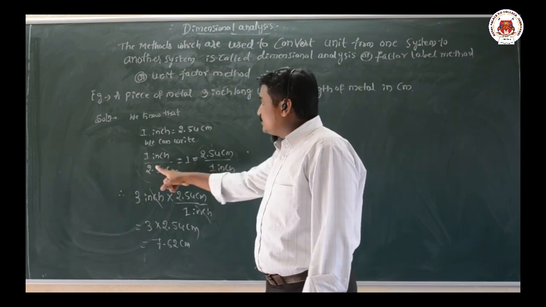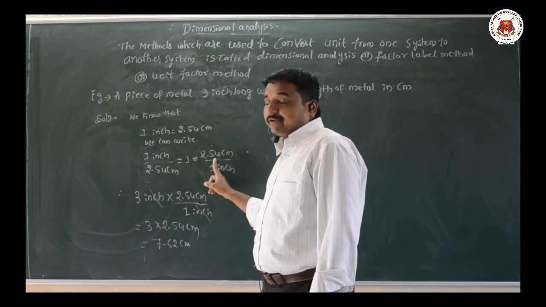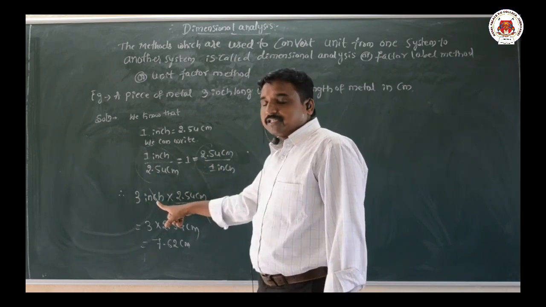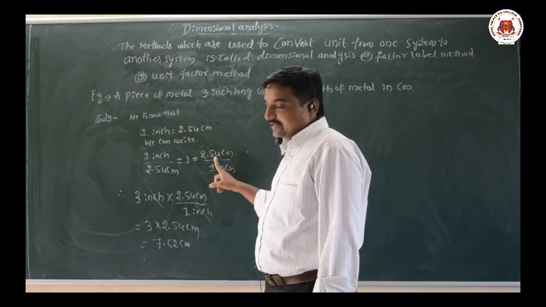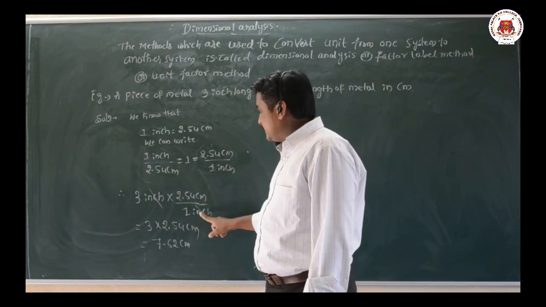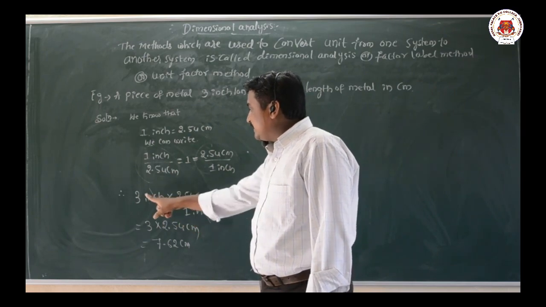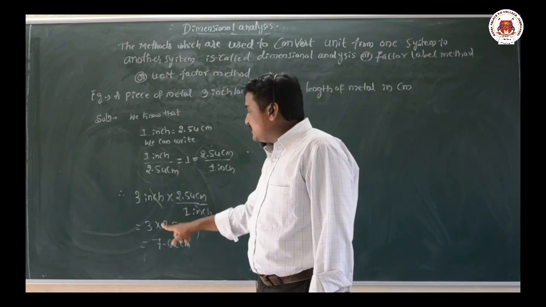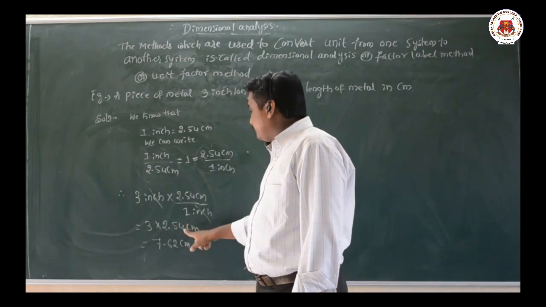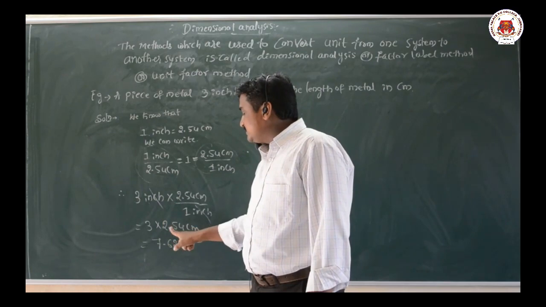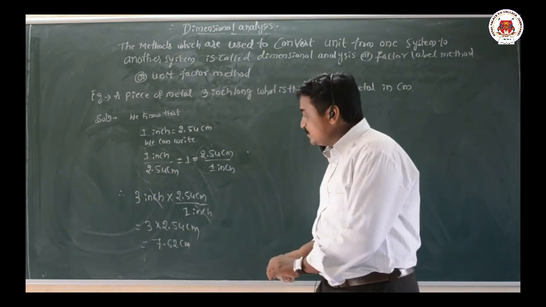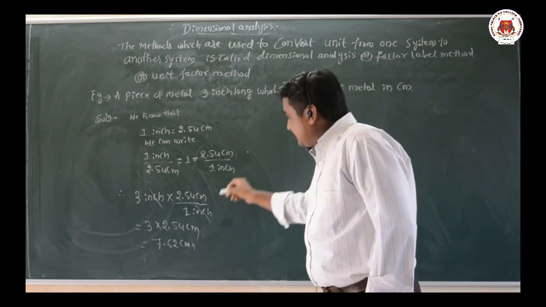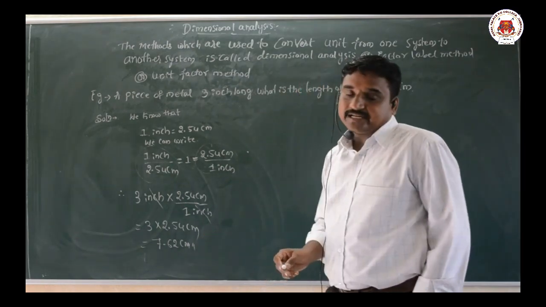Now why have I taken this one? So there are two unit factors, but why did I take the second unit factor? Because we'll divide by inch, so that inch cancels, so I have taken this unit factor instead of this. So after multiplication, 3 inch into 2.54 centimeter divided by 1 inch, inch cancels each other, so we'll get 3 into 2.54 centimeter. After calculating this, we will get 7.62 centimeter. Okay, the length of the metal is 7.62 centimeter.